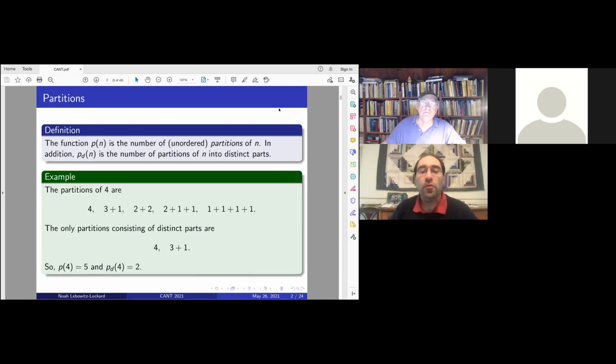So for example, 4 has 5 partitions: 4, 3 plus 1, 2 plus 2, 2 plus 1 plus 1, and 4 ones. So P of 4 is 5. But only 2 of these partitions consist of distinct parts, namely 4 and 3 plus 1. So P sub d of 4 is 2. One interesting fact about P sub d is that it's also equal to the number of partitions of n into odd parts. This is a nice proof either using the generating function, or there's a more complicated bijective proof that also works.